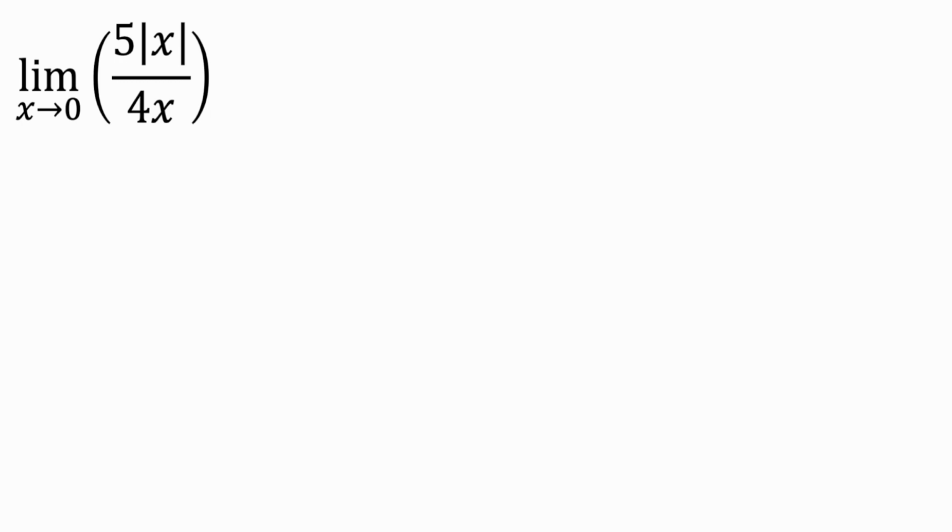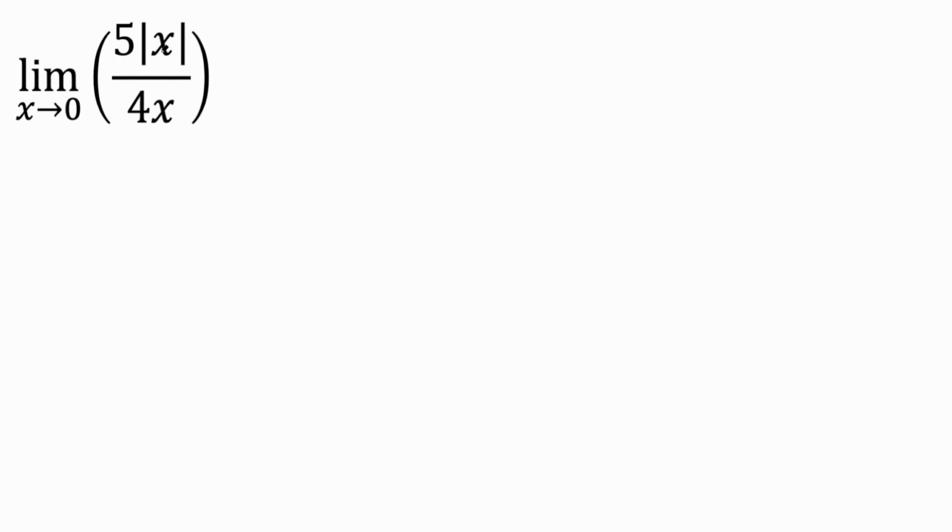And so let's begin. So first I like to just plug in. It says the limit as x approaches 0. If I plug in a 0 here, I get 5 times 0, so 0, and 4 times 0 is 0, so I have 0 over 0, which is a red flag that you have to approach this problem differently.